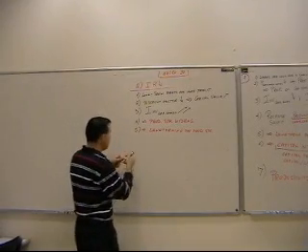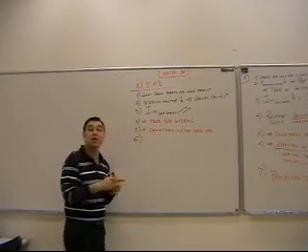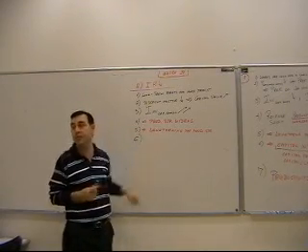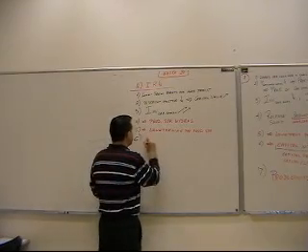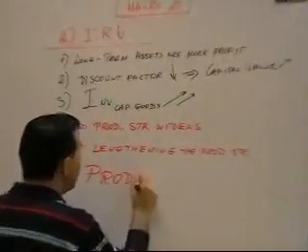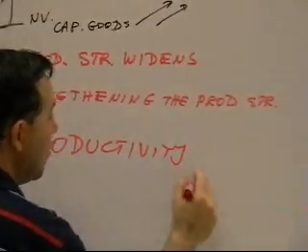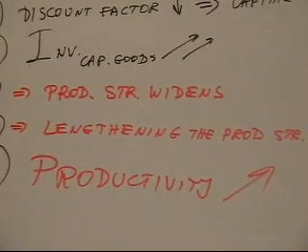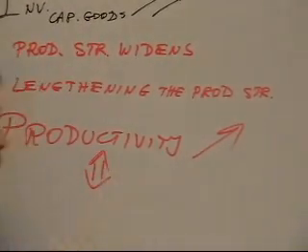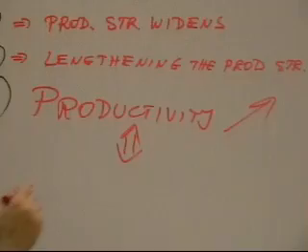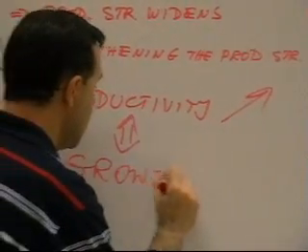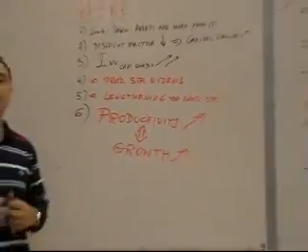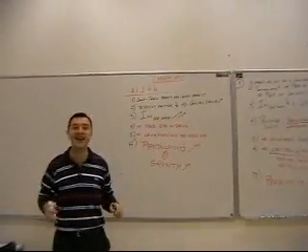And then number 6 is shockingly simple. If you're going to be widening the production structure and lengthening the production structure, it must necessarily be that productivity will increase, and without an explanation, equivalent to growth going up. Is that fairly straightforward, guys? Some of you are smiling, having fun.